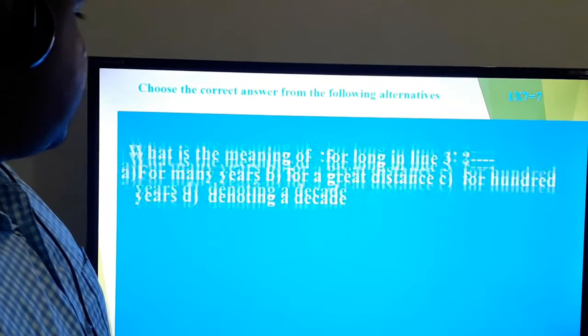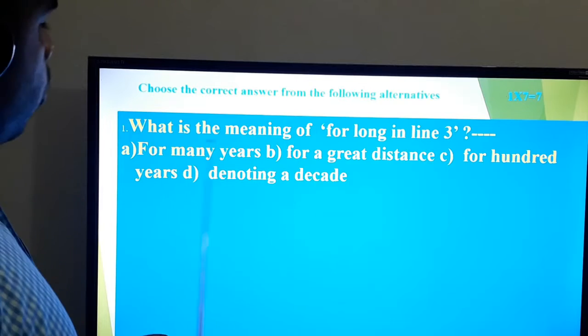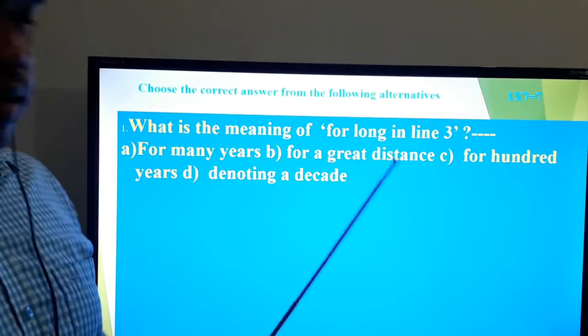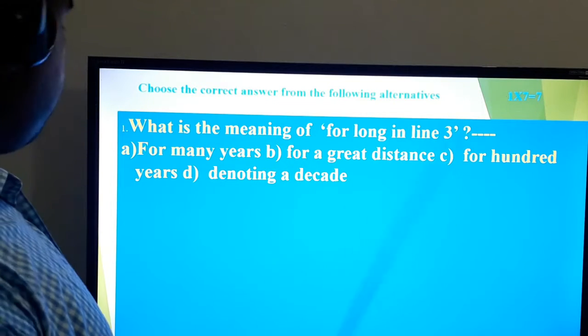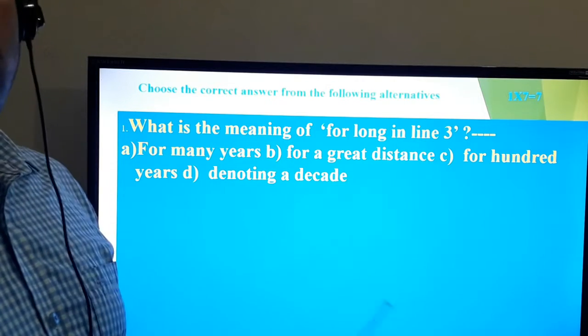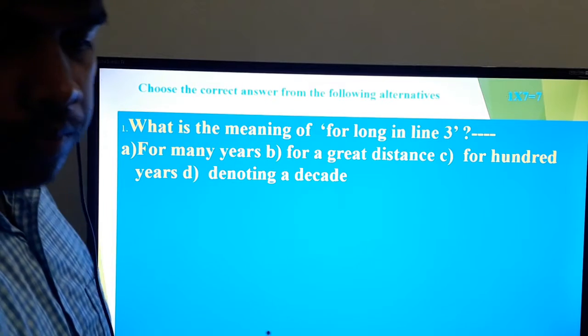Now here are MCQs for you. First of all, choose the meaning of "for long" in line 3. What is the meaning of "for long"? It could be for many years, for a great distance, for 100 years, denoting a decade. For long, the answer is for many years.